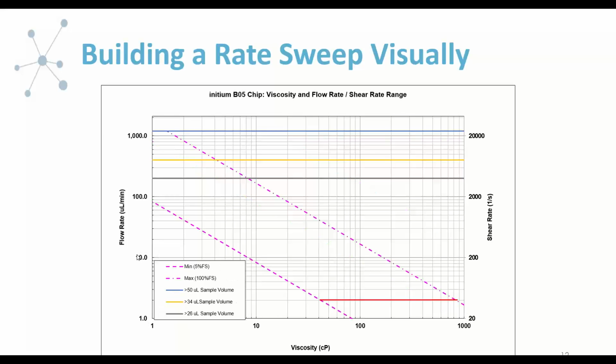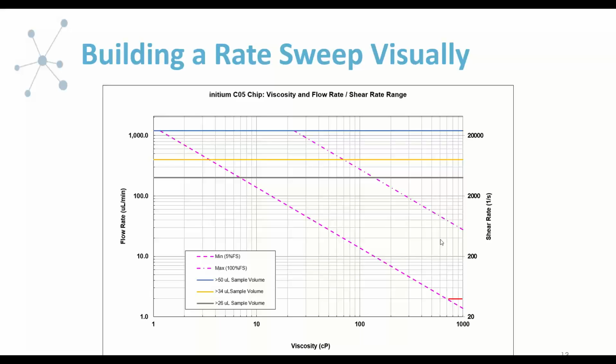And we have these charts for all of our chips for the 1 Plus. So here's the B05, and you can see it's limited by the 2 microliters per minute flow rate, and then different sample volumes as well: 26, 34, and then 50. You can explore basically anywhere in the middle here, depending on your sample volume and sample viscosity, as well as the flow rates and corresponding shear rates.